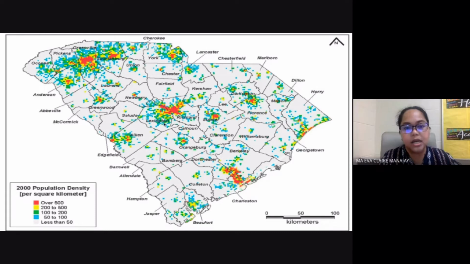As you can see, Richland County is very densely packed. It is densely populated. Spartanburg, Greenville, and Pickens are also densely populated, as well as North Charleston. So some parts of Charleston are densely packed. Your Clarendon County here still has lots of space. It's still not very densely populated. This map was made in 2000, showing population density per square kilometer.